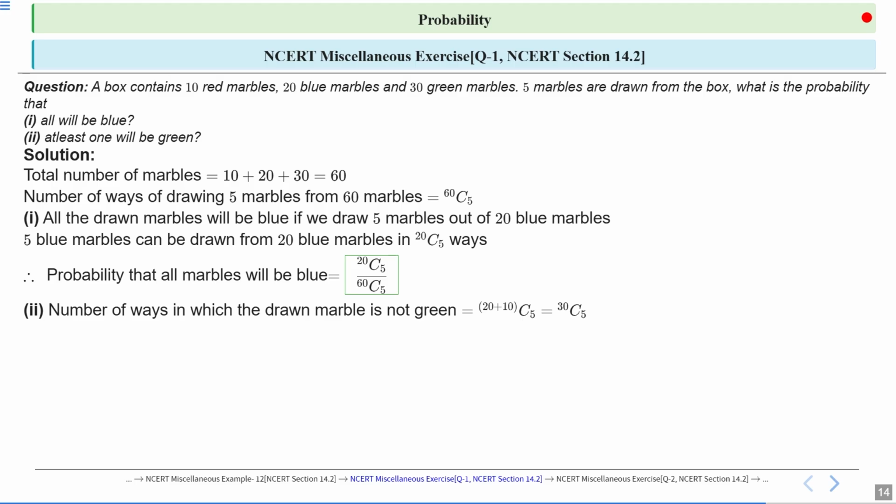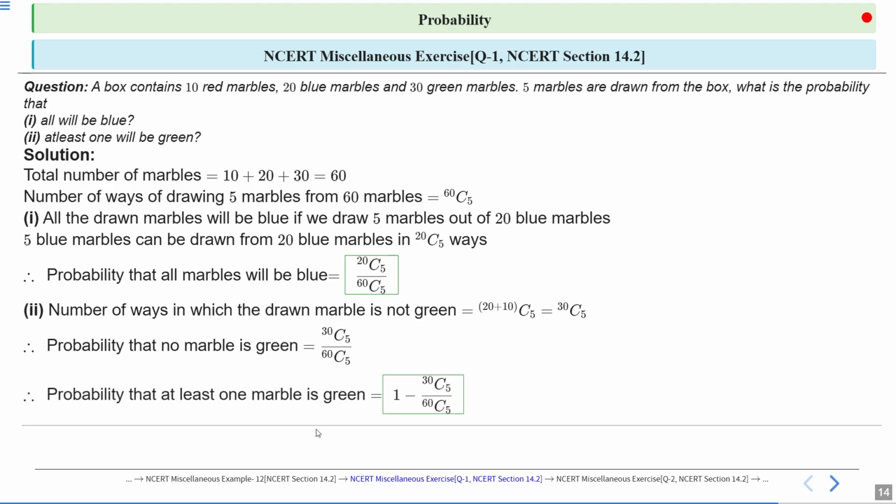Now the probability that no marble is green is equal to the number of ways in which the drawn marbles are not green, divided by the number of ways of drawing 5 marbles from 60 marbles. This is equal to 30C5 divided by 60C5. So the probability that no marble is green is 30C5 divided by 60C5.